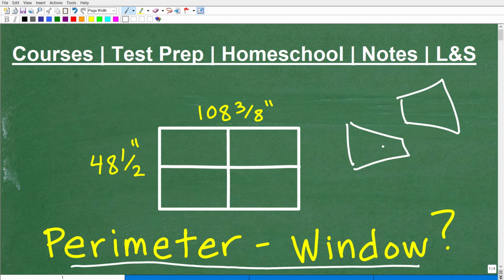Not to judge these type of windows because I've seen homes with crazy looking windows and they actually look quite nice. But this is a nice, lovely rectangle. And that's an important little detail in order for you to figure out this problem.